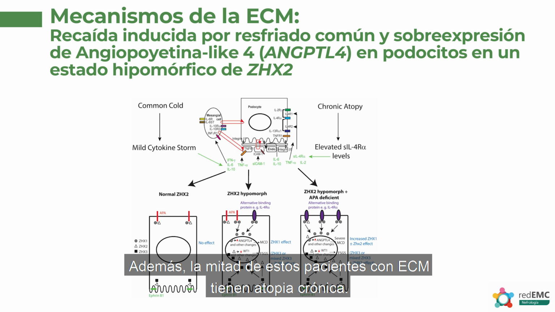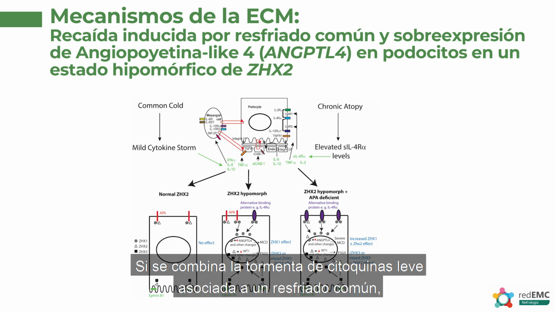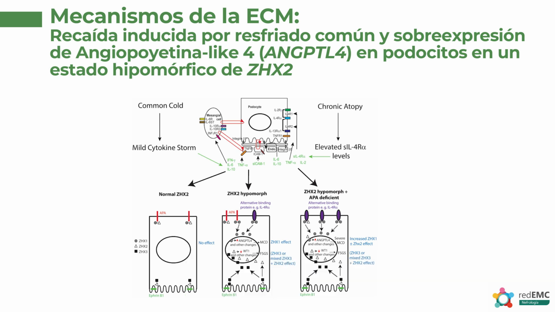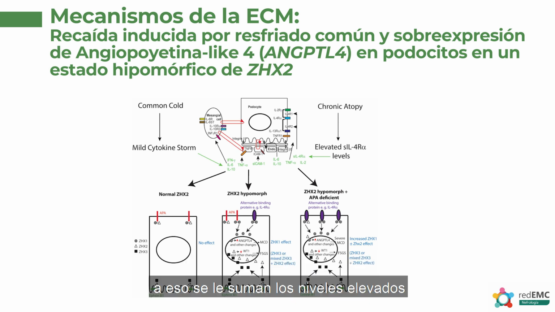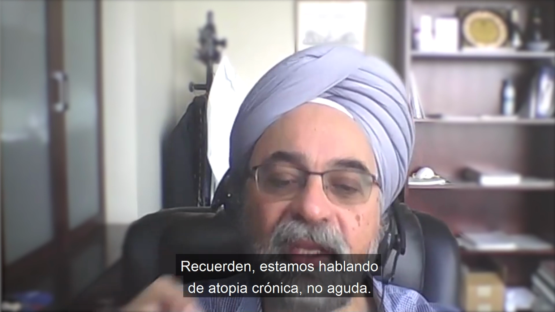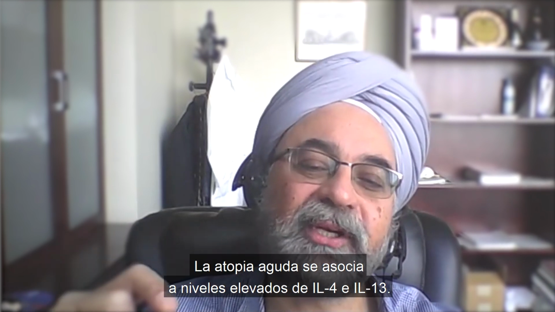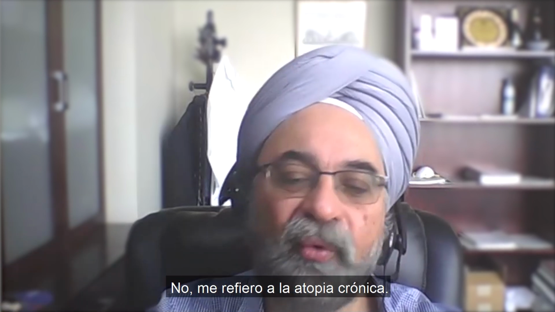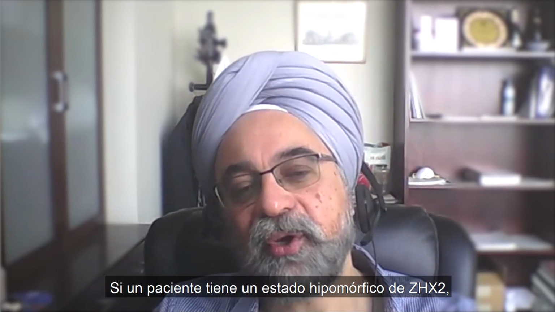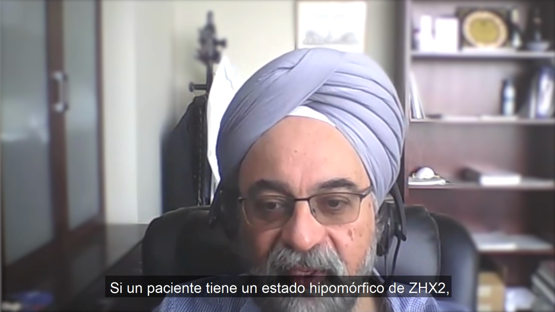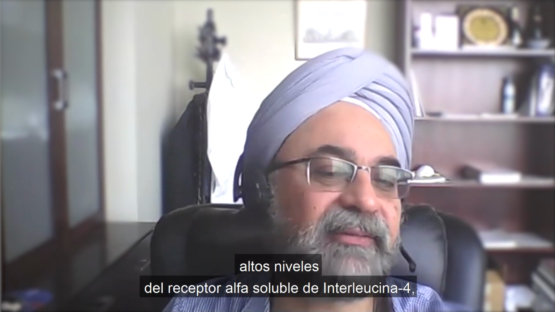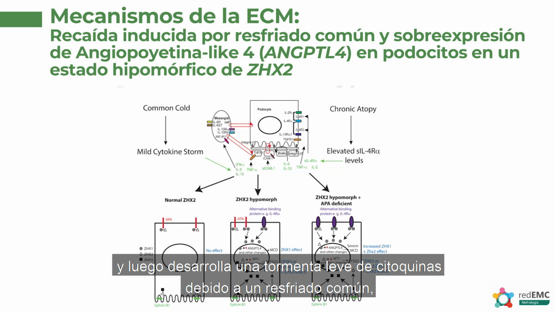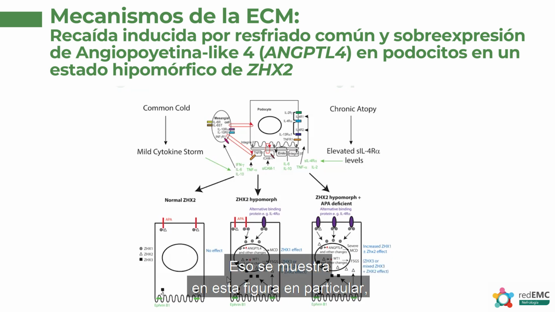In addition, half of these MCD patients have chronic atopy. So if you combine the mild cytokine storm associated with a common cold, to that you add the elevated levels of the soluble interleukin-4 receptor alpha, which is common in chronic atopy. Remember, we're talking about chronic atopy, not acute atopy. Acute atopy is associated with increased levels of IL-4 and IL-13. No, I'm talking about chronic atopy. So if a patient is a ZHX2 hypomorph, has chronic atopy, which means has high soluble interleukin-4 receptor alpha levels, and then develops a mild cytokine storm due to a common cold, that patient will undergo relapse. And that is shown to you in this particular figure, the ZHX2 hypomorph state.